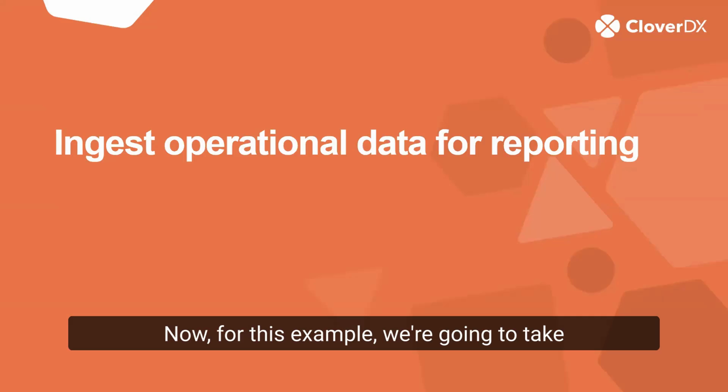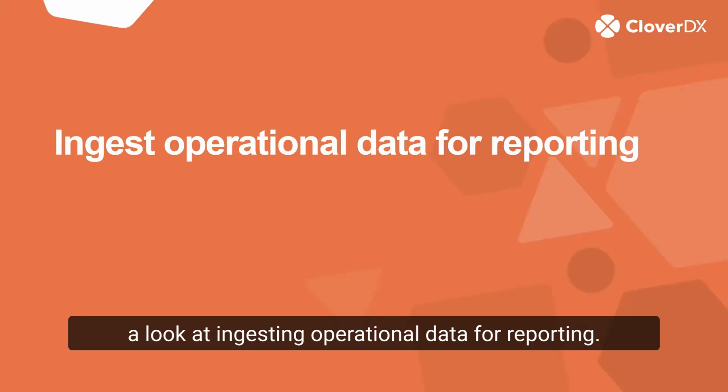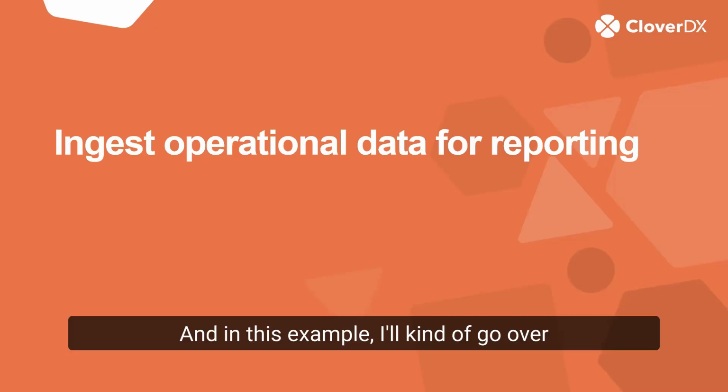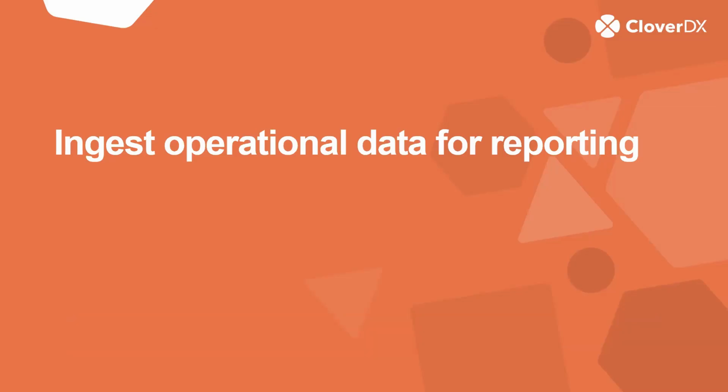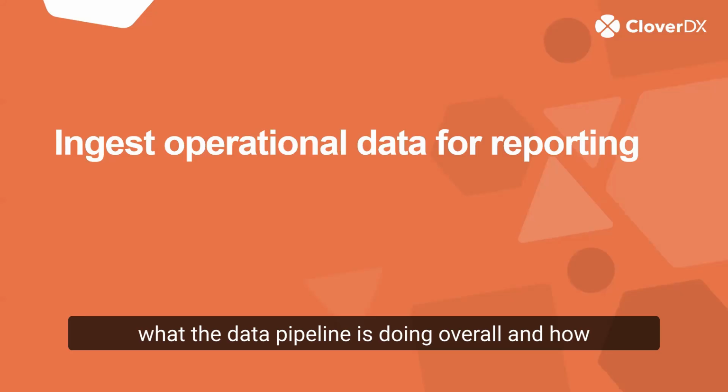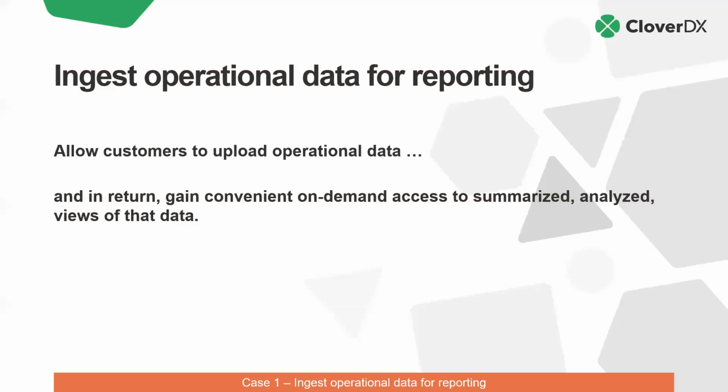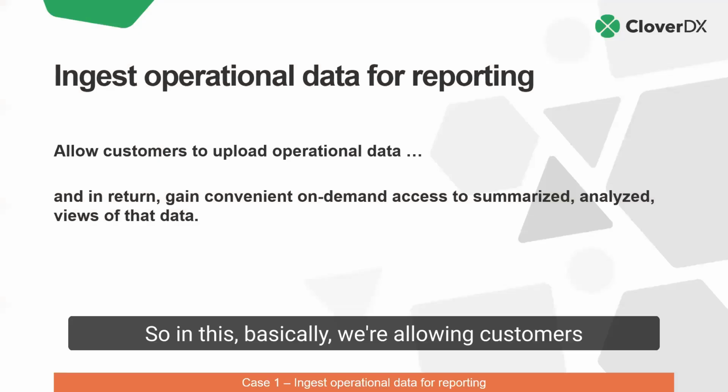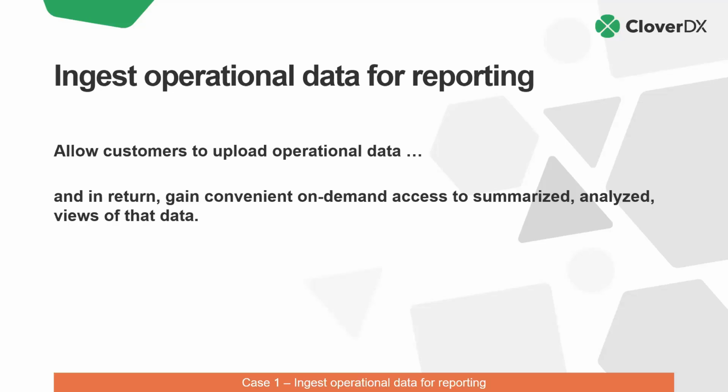Now, for this example, we're going to take a look at ingesting operational data for reporting. And in this example, I'll go over what the data pipeline is doing overall and how data validation plays a major role in that. So in this, basically, we're allowing customers to upload operational data, and in return, we're providing an on-demand, summarized, analyzed view of that data.